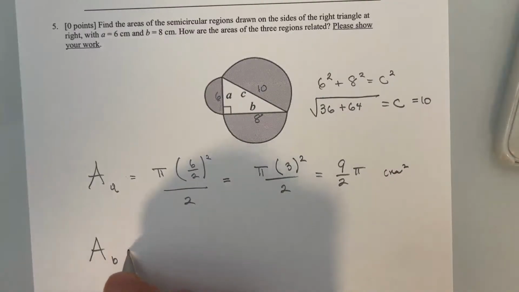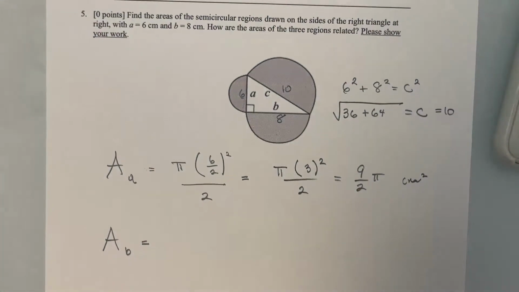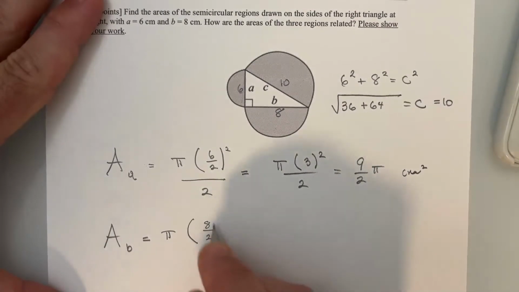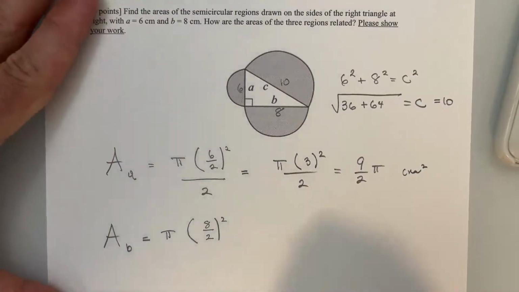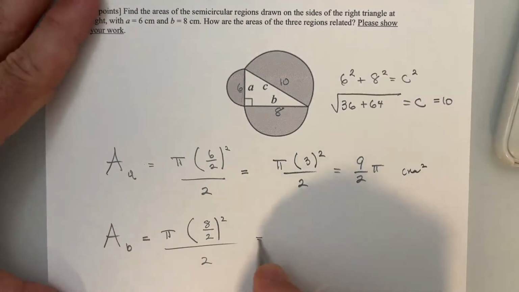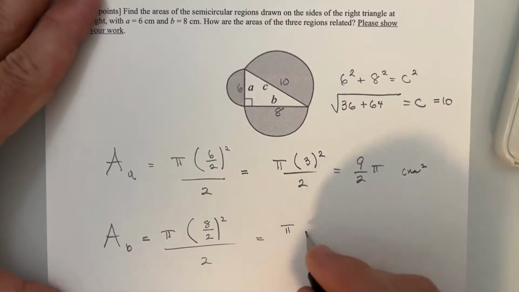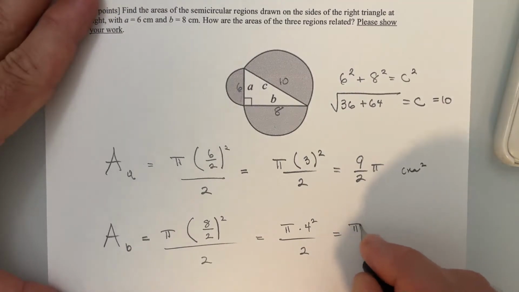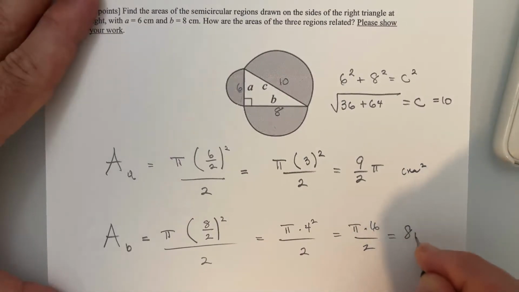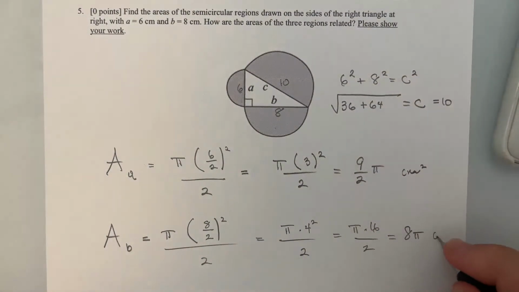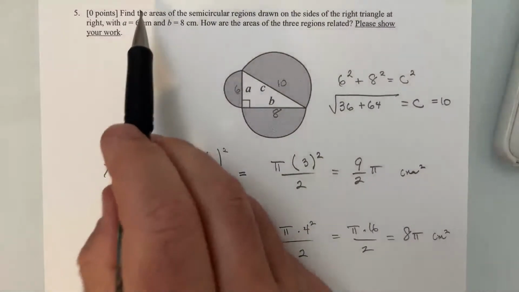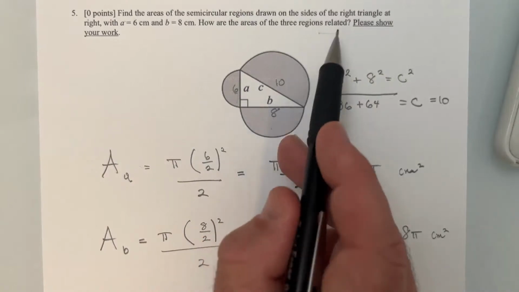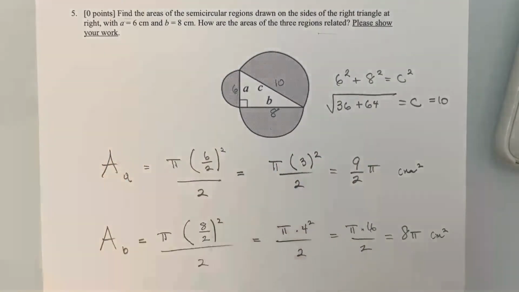So the area of the B associated semicircle, pi times 8 over 2 squared, just showing our halving, and then another halving. So we have pi times 4 squared over 2. This is pi times 16 over 2. This is 8 pi square centimeters. So this is for the finding part. And then there's eventually the how are they related part, but we're working on the find part at the moment.